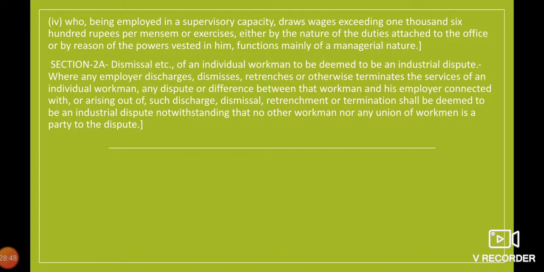Let's move further. A person who, being employed in a supervisory capacity, draws wages exceeding 1,600 rupees per month, or who exercises, either by the nature of the duties attached to the office or by reason of powers vested in him, functions mainly of a managerial nature, will not be called a workman.